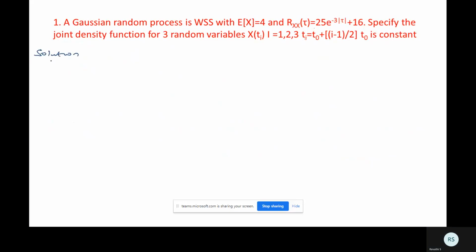So let's say, what is the solution? First, you write down Rx of tau, which is given as 25 e power minus 3 modulus tau plus 16.